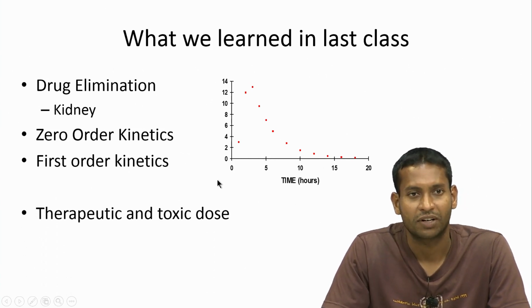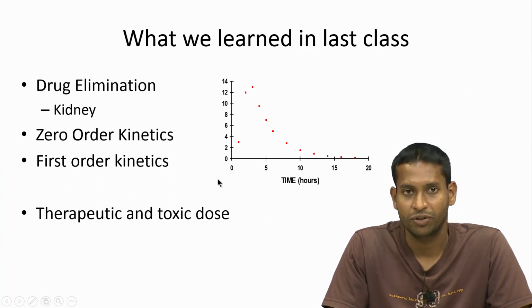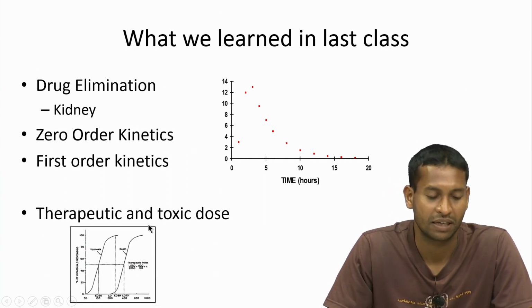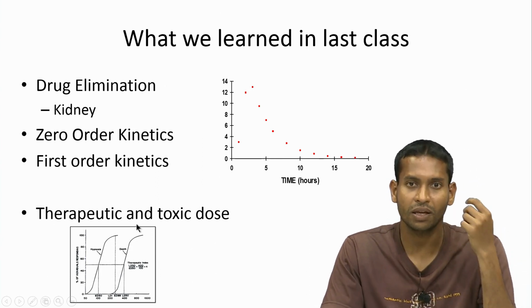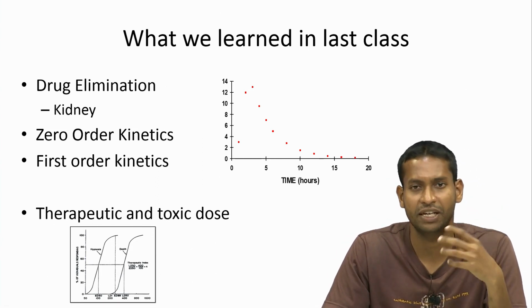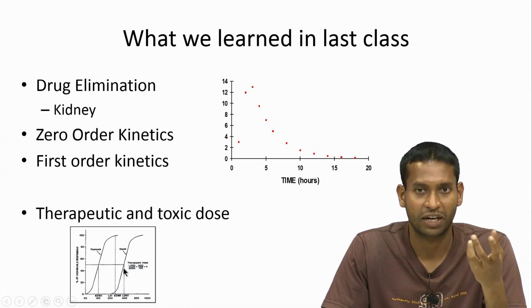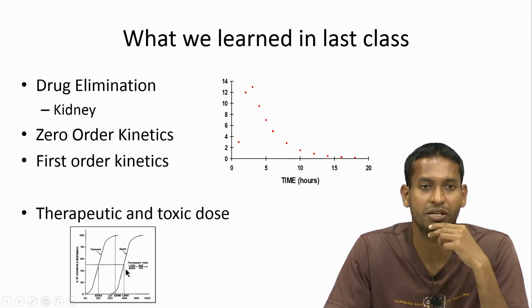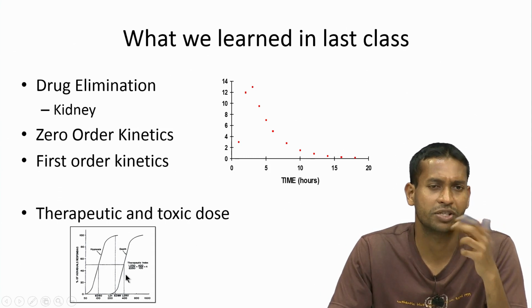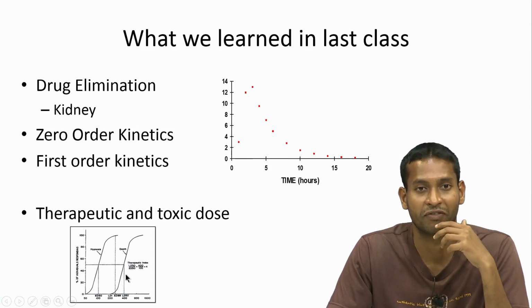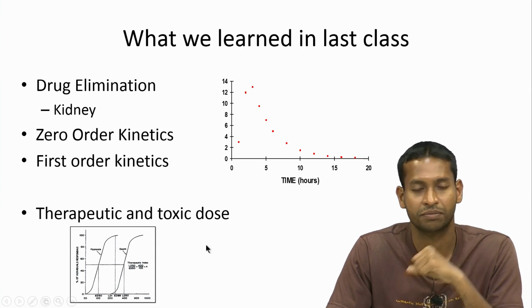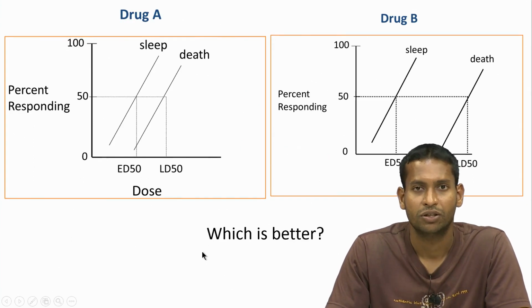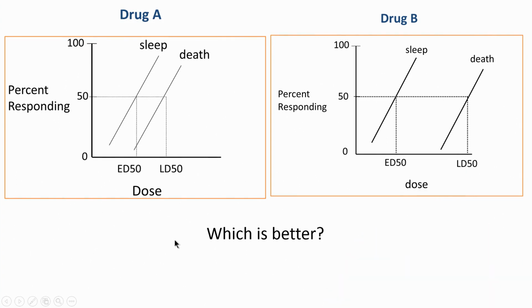And then towards the end of the class we talked about therapeutic and toxic dose. Essentially, what is the concentration at which the drug is therapeutic, with ED50 representing the effective dose in 50% of the population, and at what concentration the drug is not therapeutically active but in fact becomes toxic to quite a lot of the population, defined by TD50. So, let us continue that TD50 and LD50 discussion again.